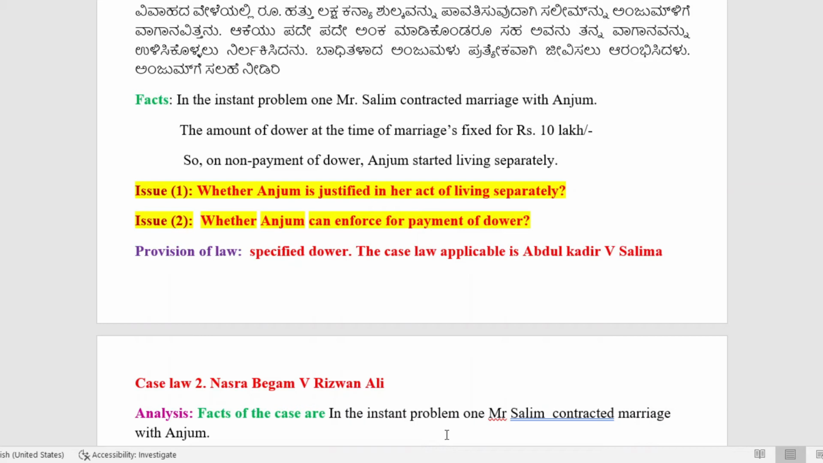So likewise there are a number of cases we can see with regard to the non-payment of Dower, where the woman, that is the wife, refused to live with the husband. Likewise Marina Jatai versus Nuruddin Jatai. There also, on the aspect of the non-payment of Dower only, the case has been filed. Here we have seen what the issue is between the husband and wife.